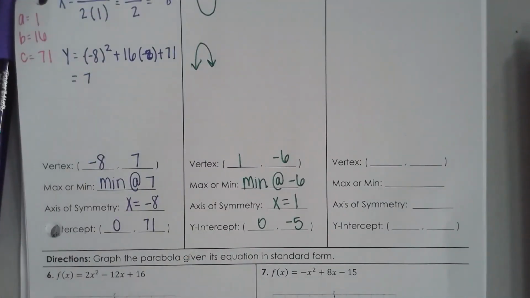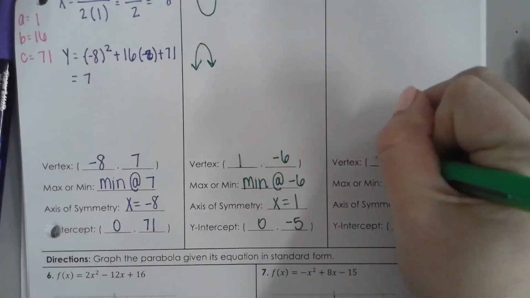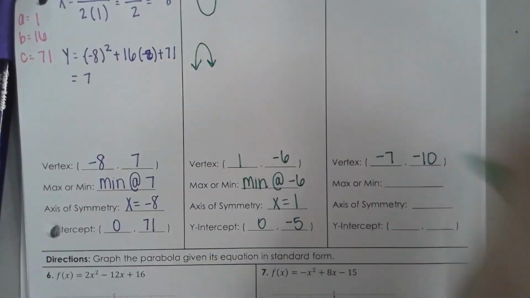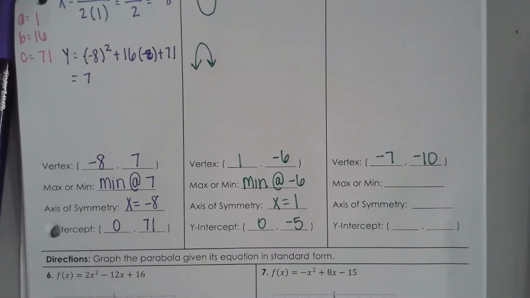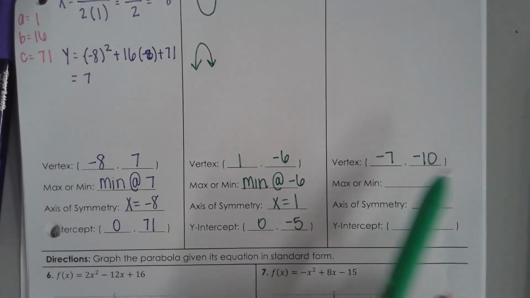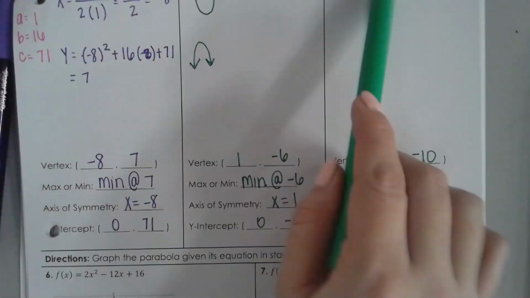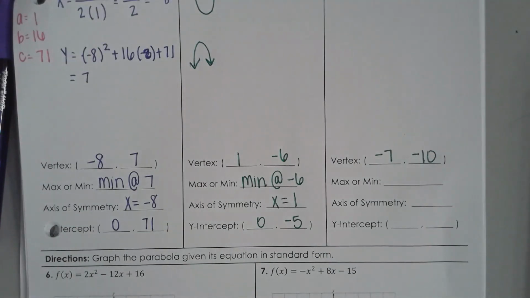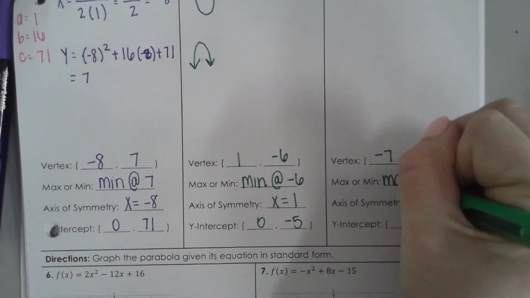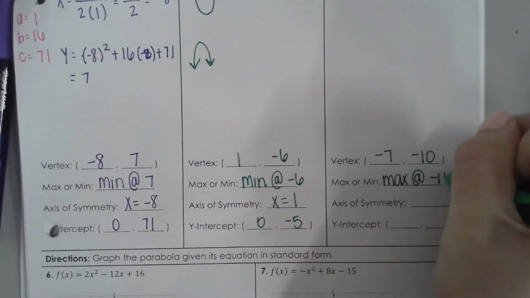Number 5. What is the vertex, Michael? -7, -10. Do you all agree? Yeah. Good. If you got -7, but you did not get -10, you probably messed up somewhere with the negatives. Max or min, Ethan? Max at -10. Yep, maximum at -10.